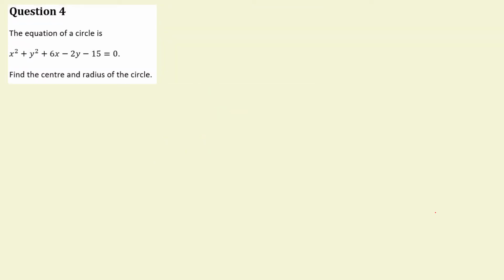Question 4. Well, again, this is a completing the square one, isn't it? If we were okay on question 2, hopefully we're okay on this one as well. So we've got x squared plus 6x. We've got y squared minus 2y. And our negative 15 will go across to the other side to make a positive 15. So what do we need to do now? Complete the square, x plus 3 all squared, plus a y minus 1 all squared.